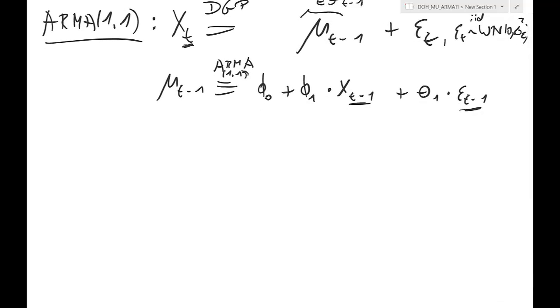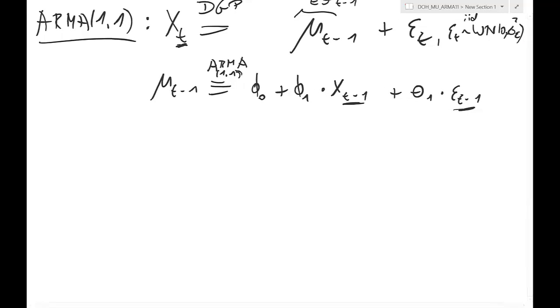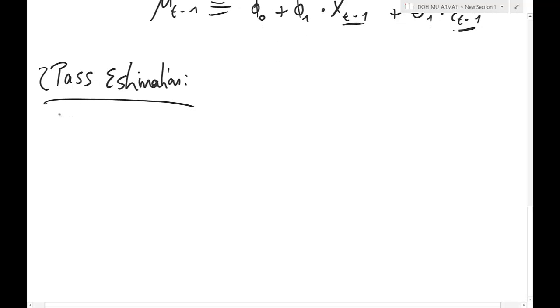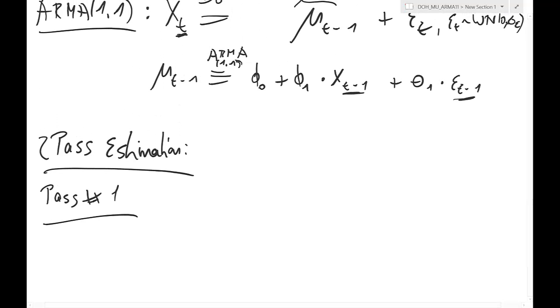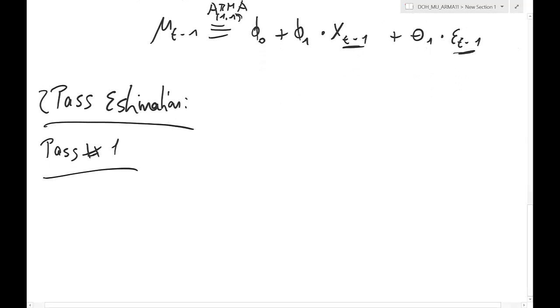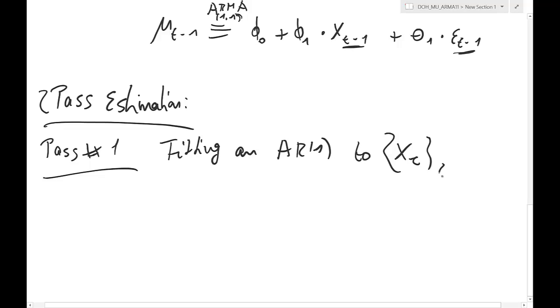Okay. So how does the estimation work? As we said in class, we now use this two-pass estimation. If I cannot run a maximum likelihood jointly, I have to go step by step, which means pass number 1 will be we pin down the AR part, the phi_0 and the phi_1. How do we do that? We are basically fitting an AR(1) to our training set x_t.